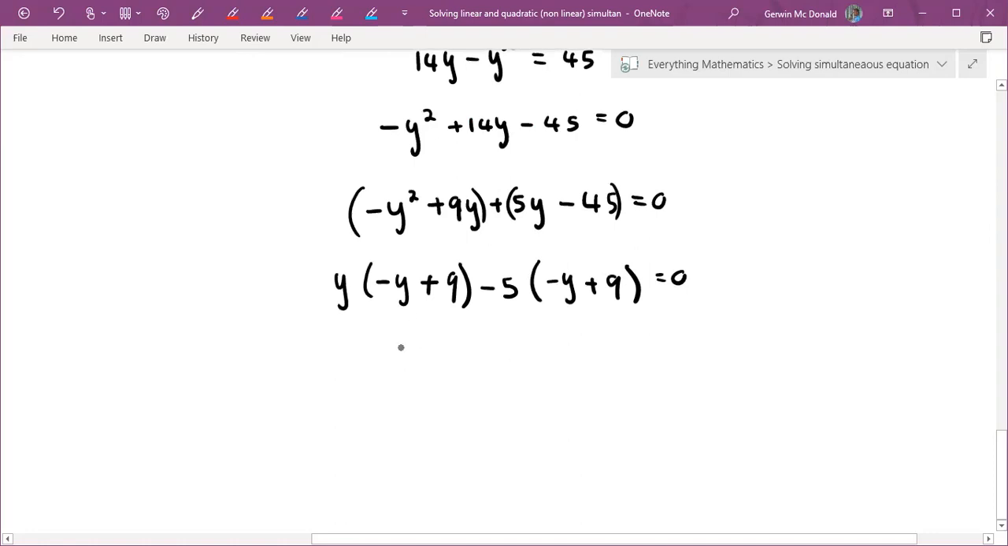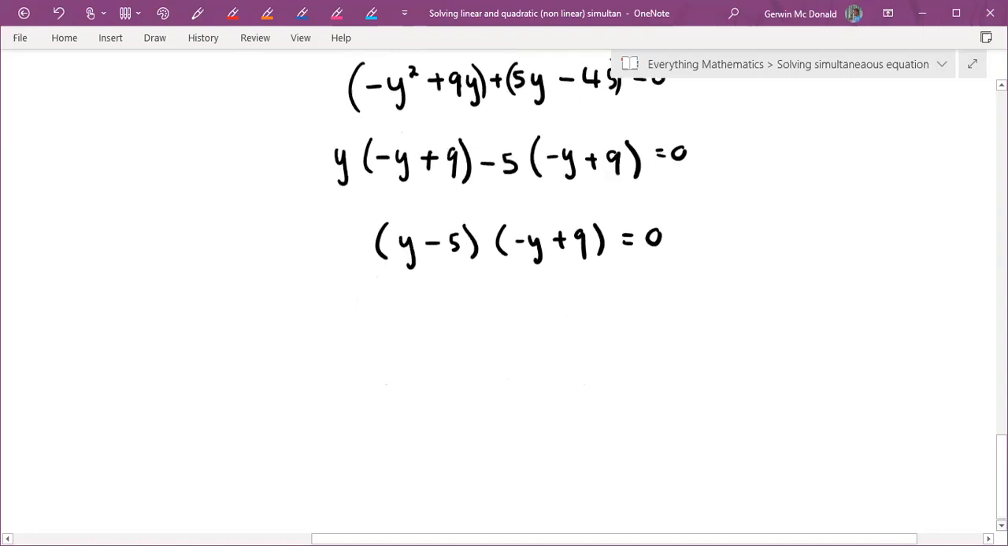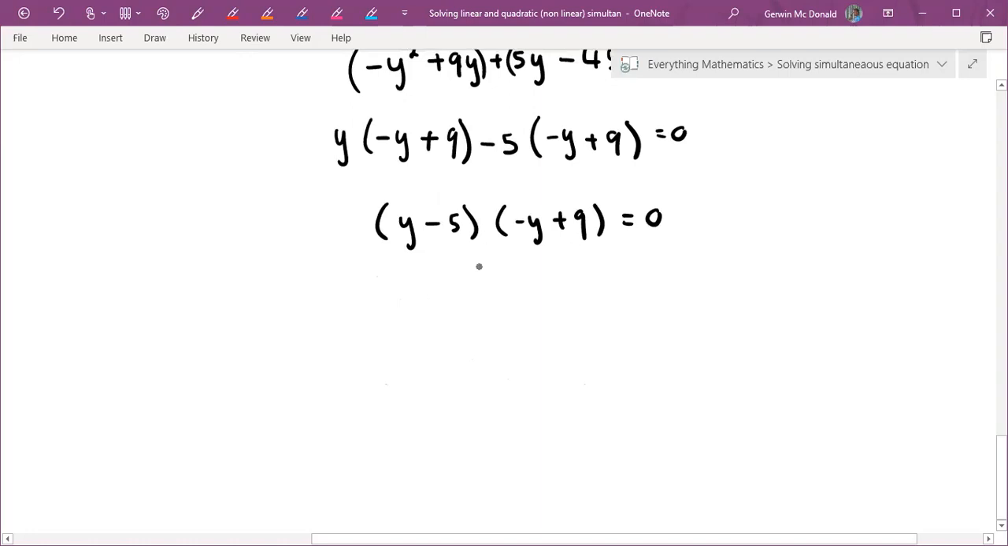Right, and this at the end of the day will end up giving us two factors, y minus 5, and then we have minus y plus 9, equal to 0. And of course, we're equating both of them to 0. And again, I hope we could see the long and short. I'm not teaching you how to factorize here. At this level, we have to know this strategy. But of course, I have some videos on factorization. You could always look at them.